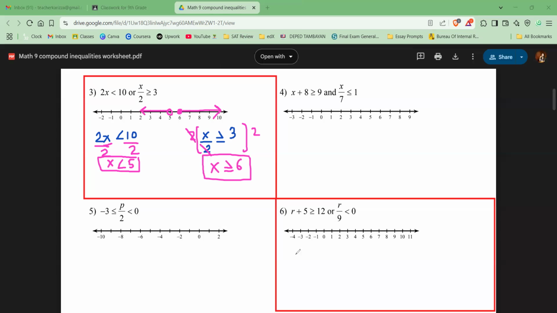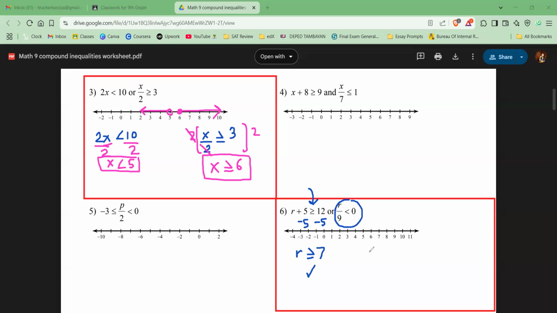So it's r plus 5 over 12. So it becomes r over 7? Is this greater than, or greater than or equal to? So you minus 5 from both sides, and then you will get r is greater than or equal to positive 7. How about for the other one? What do you do here?